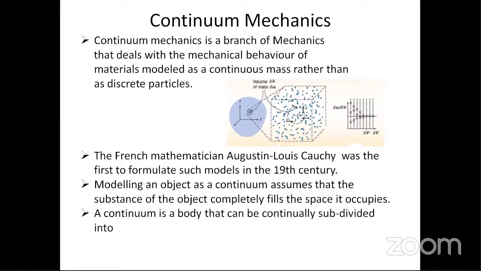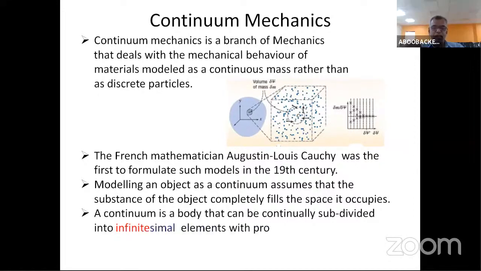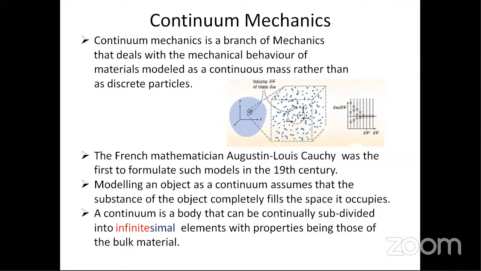A continuum is a body that can be continually subdivided into infinitesimal elements with the properties being those of the bulk material. So that continuum should be a material that can be divided into an infinite number of elements. Even each of those infinite elements should maintain or satisfy the properties of the original material, so that we can treat the properties as point functions. So by the introduction of the continuum concept only, we are able to treat these properties, density, pressure, temperature, etc., as point functions.